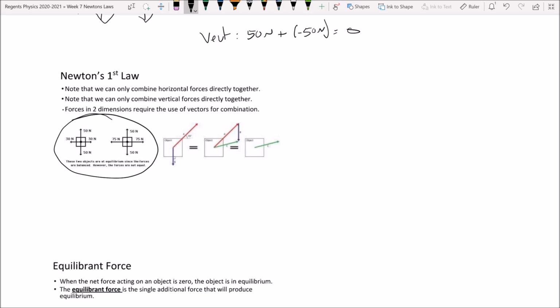When I'm looking at this first diagram, I'm only looking in the horizontal direction. 30 minus 30 is 0, and I'm looking in the vertical direction. 50 minus 50 is 0. For forces that are in 2 dimensions, that's going to require a use of vectors for their combination, all right? So if we have forces that are in 2 dimensions, like this vector, which I guess we'll say points up into the right, we have to use vectors to combine them or add them.